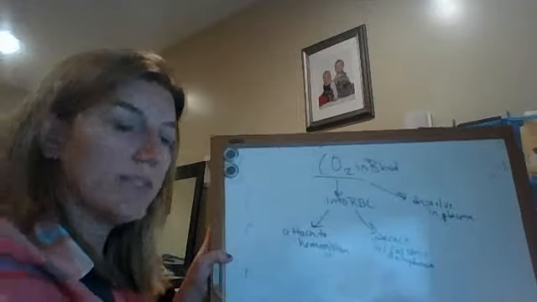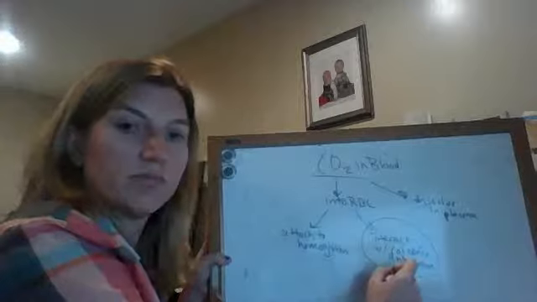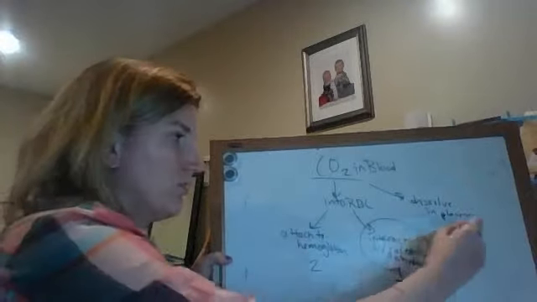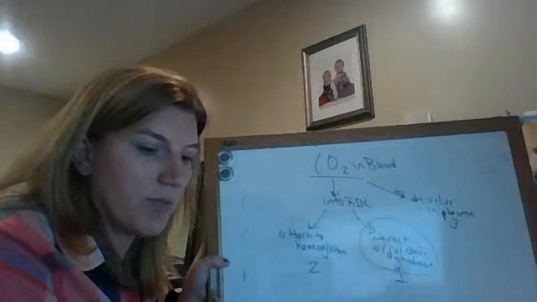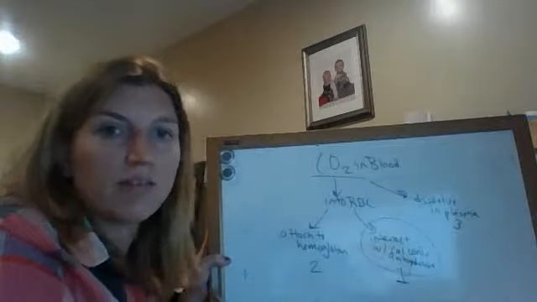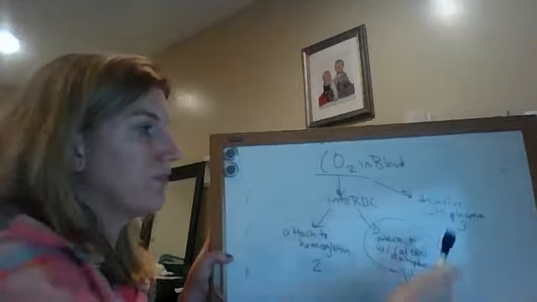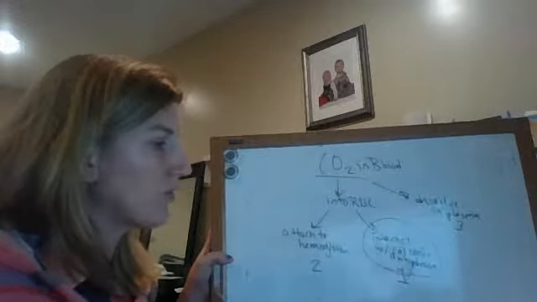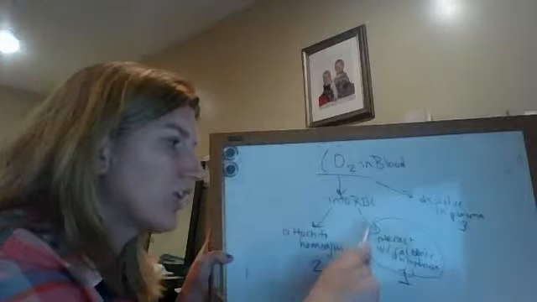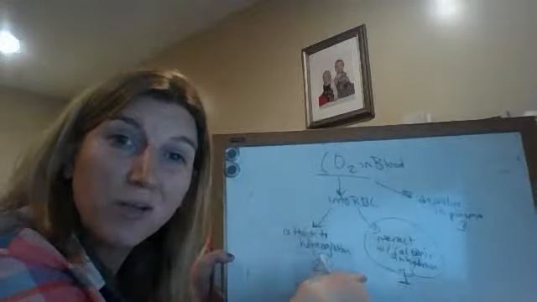The majority of it does this. That's number one. This is number two. This is number three. The majority of it is interacting with the carbonic anhydrase. Some of it is attaching to hemoglobin, and very little of it is dissolving in the plasma. So then we ask the question, well, why does so much of it interact with carbonic anhydrase? That must be pretty important.